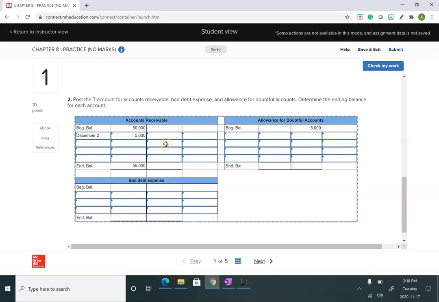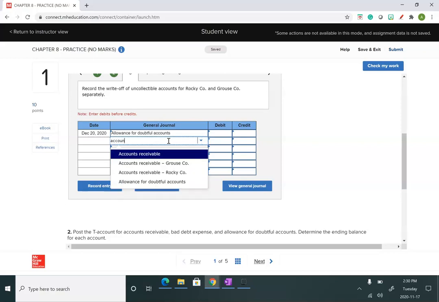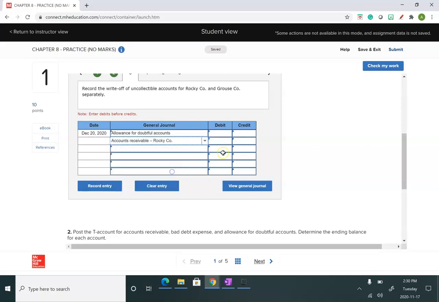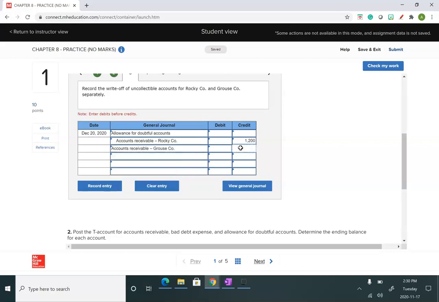So I'm going to move it out by making a credit in this account, and then move it over by making a debit to that account. So that's what this journal entry is going to do. So I'll just total the two together when I do the debit for the allowance for doubtful accounts. But let's see what these accounts receivable are. Accounts receivable Rocky, and that amount was $1,200. And then I have accounts receivable Grouse, and that was $2,500. So when we add those two accounts up now that we're writing off, that comes to $3,700.